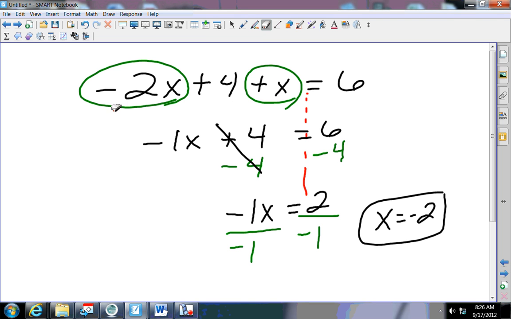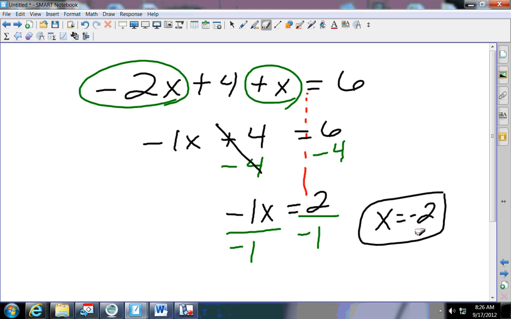For example, in this one, I circled my like terms, put them together and got negative 1x plus 4 equals 6. I showed this minus 4 to each side. I got negative 1x equals 2. I showed the divide by negative 1 and my answer. So all of this should be shown neatly like how I have it written out in order to receive full credit for this problem. Now, I also need to make sure that you have the right answer right there.